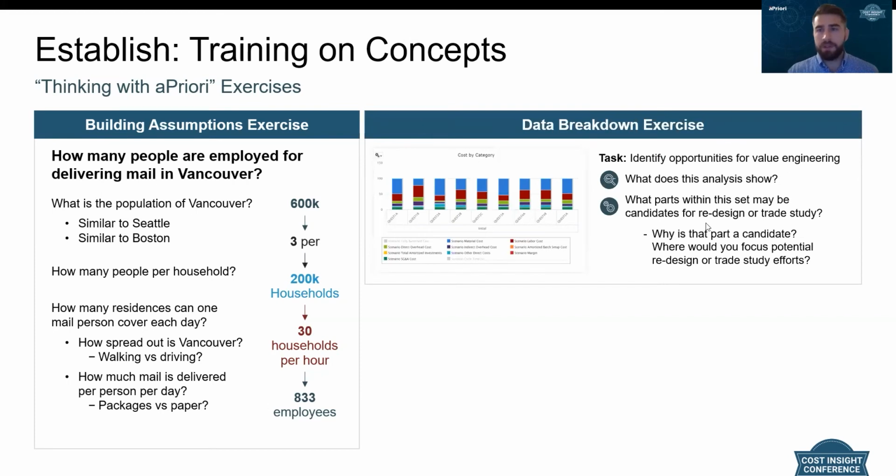Another example is the data breakdown exercise. What I'll typically do here is give a chart or some type of graphic and leave it a little bit open-ended, maybe focus the question a little bit. For something like this example, I might ask, identify opportunities for value engineering based upon this graph. One of the first questions to really understand is, what does this chart show in the first place? Right? What does this analysis show?